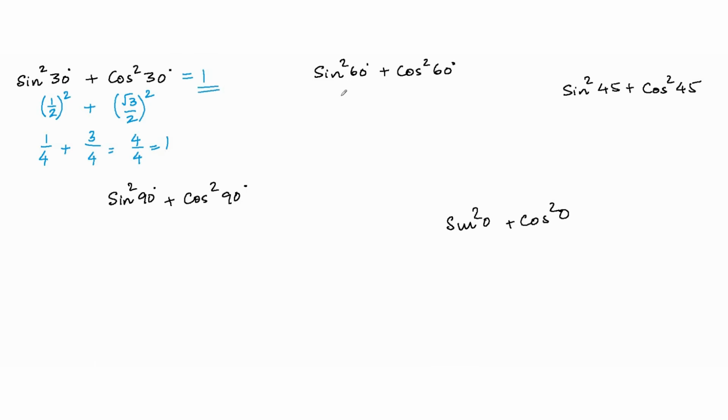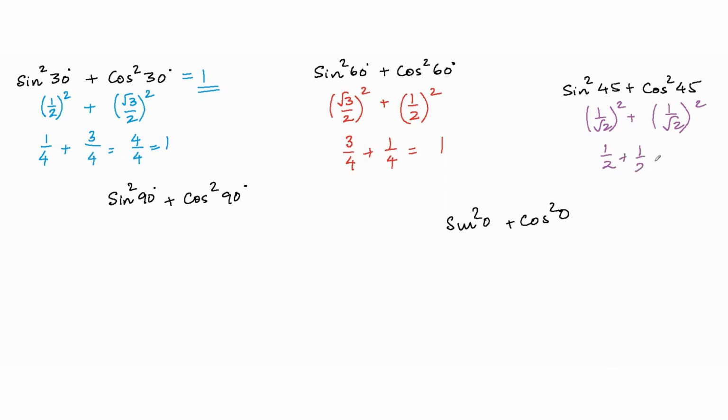Let us try this same thing with angle 60. So sine 60 is root 3 by 2 the whole square and cos 60 is half again the whole square. So this becomes 3 by 4 plus 1 by 4 and 3 by 4 plus 1 by 4 is equal to 1. Let's try this with angle 45. So it is 1 by root 2 the whole square plus cos 45 is also 1 by root 2 and then there is a whole square. So this becomes half plus half and half plus half is equal to 1.